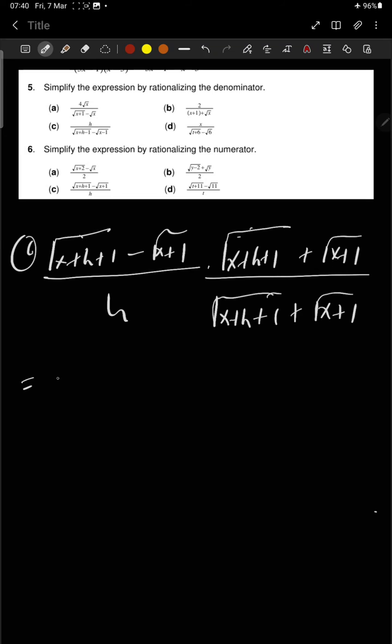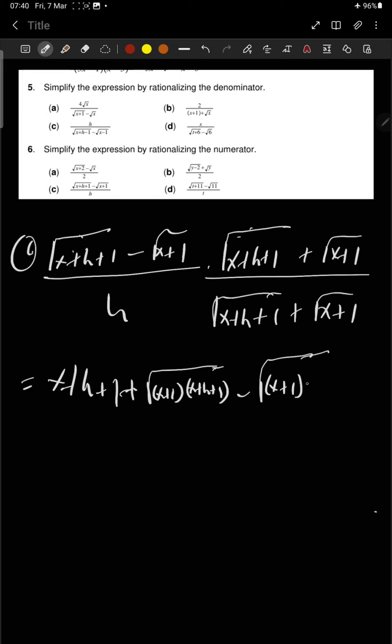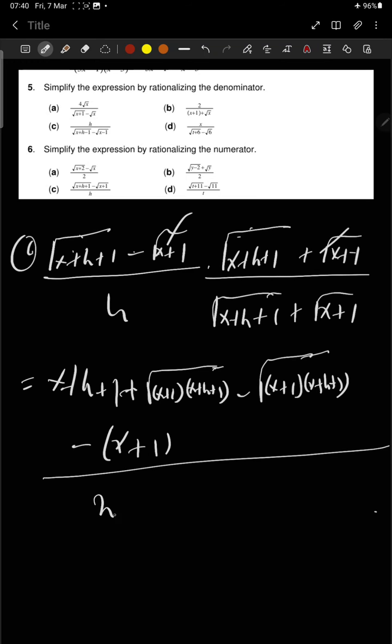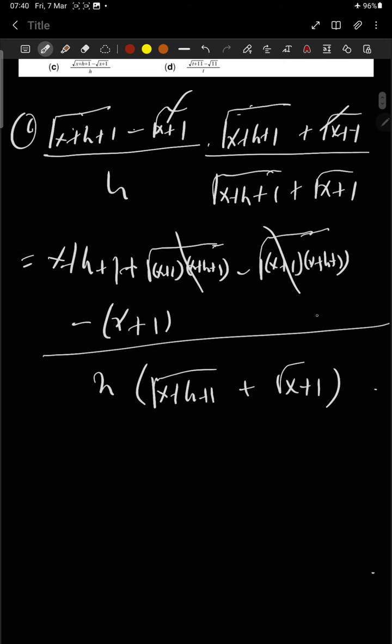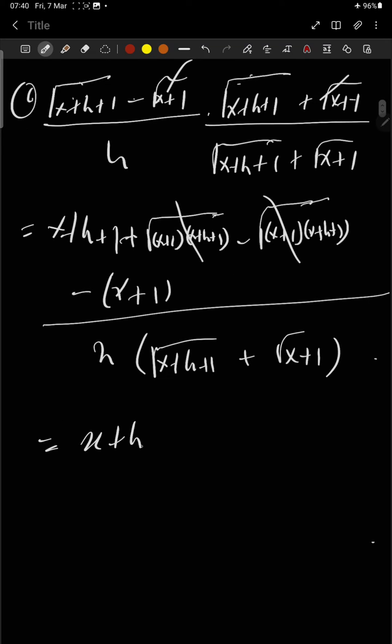So when I multiply this and this, it's going to be x plus h plus 1. When I multiply this and that, what is inside will just multiply, isn't it? x plus 1, then x plus h plus 1. Then even this, it will be minus x plus 1, then x plus h plus 1. Then this and this, it will be minus. What is inside, this will cancel, x plus 1 over h square root of x plus h plus 1 plus the square root of x plus 1. Then this will subtract is 0, so I'll remain with x plus h plus 1.